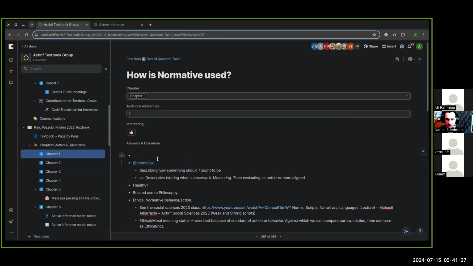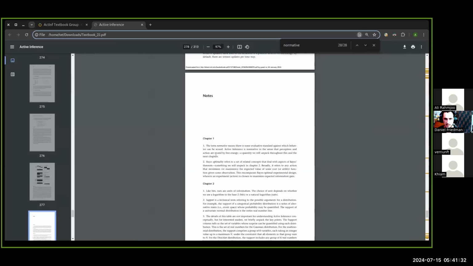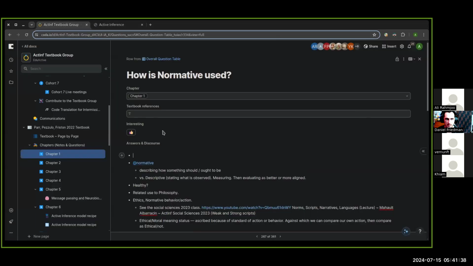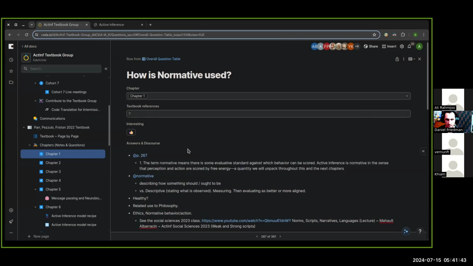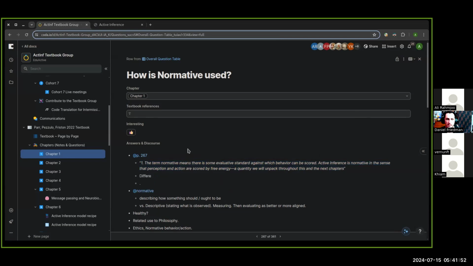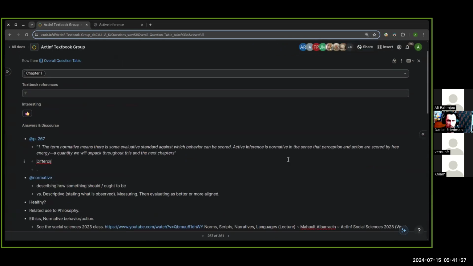There's an explanation for the use of this term normative in the notes, specifically on page 267, I guess. The use of this term differs a bit from its normal usage, for example, in philosophy literature or in other discourse. Here, the term normative basically refers to the way active inference modeling works according to some evaluative standards.